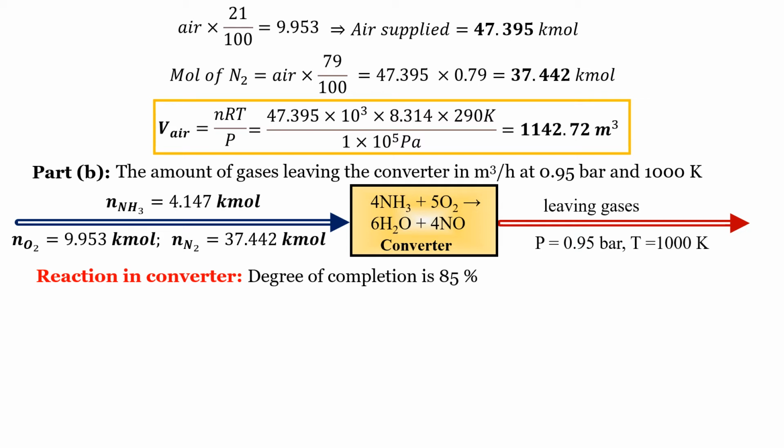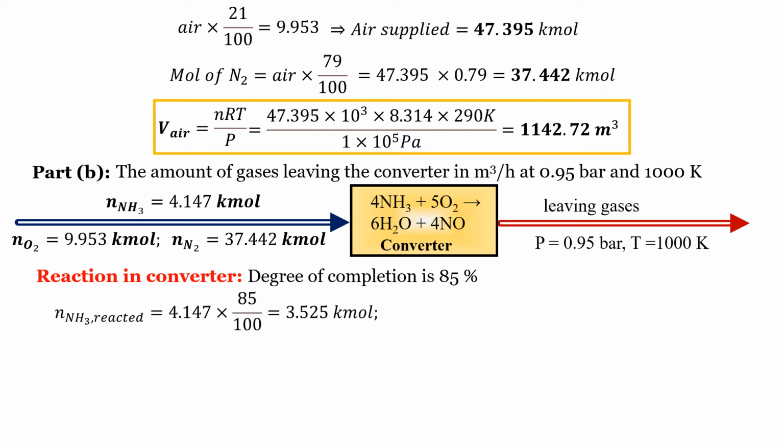And it is given that the reaction in the converter is not 100%. The degree of completion is 85%. It means that of whatever amount of ammonia is there, some amount of ammonia will get converted and some amount will come out unconverted.